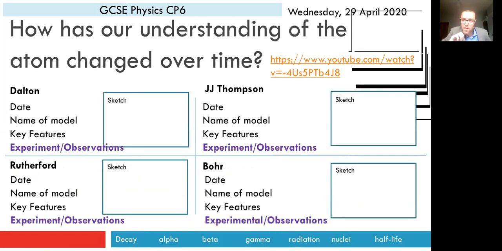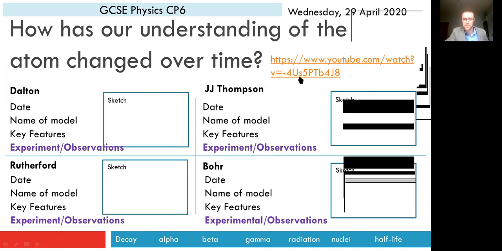I want you to get, for each model, the date. When did the scientists come up with it? What's the name of the model? What are its key features? And what was the experiment or observation? So that's in purple, so that's an extension task. That's for higher or triple students. What was the experiment or the observations of the scientists which led to their model? Okay, so you can see the link to the YouTube video here.